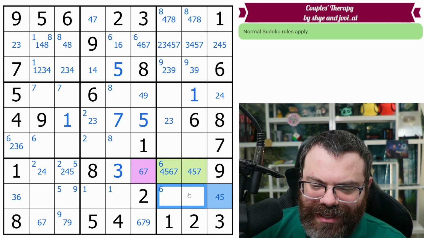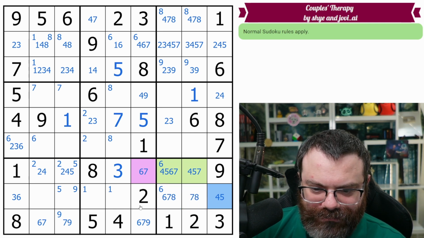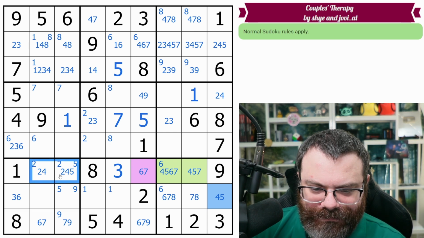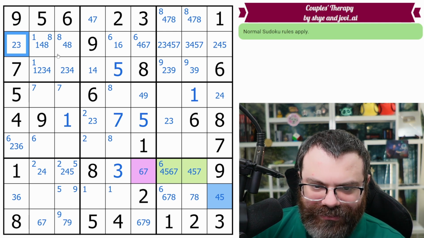And then additionally, these can't be 4, 5. So these are not from 1, 2, 3, 4, 5. These are from 6, 7, 8. Okay. Now I'm wondering if we have something similar going on here with this 2, 3 maybe.